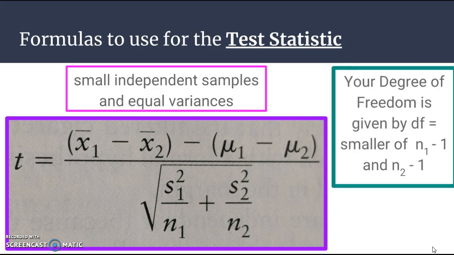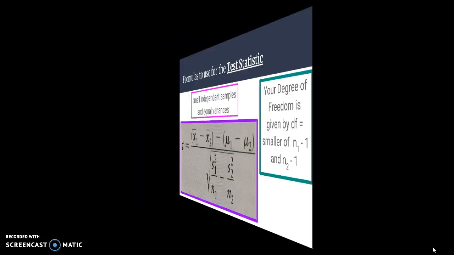So the difference on this one is that your degree of freedom is determined by whichever one is the smallest one. So you've got to take your number in population 1 and subtract 1, and then your number in population 2 and subtract 1, and then whichever value is the smallest one, that's what you're going to use for your degree of freedom.